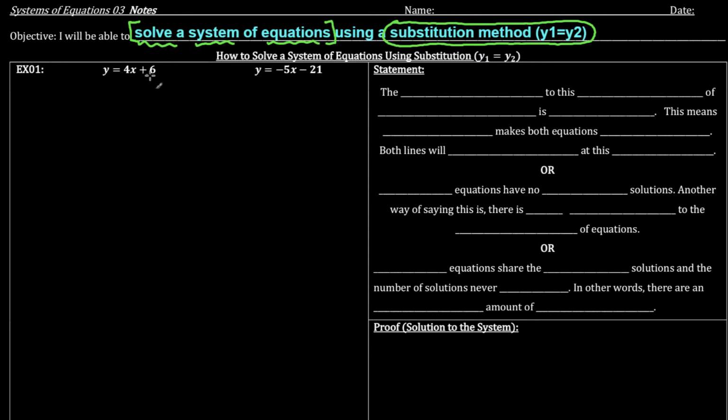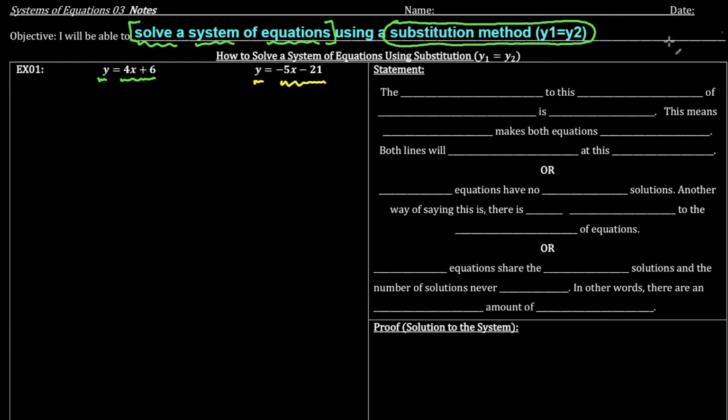So y equals 4x plus 6 and y equals negative 5x minus 21. Remember, we're looking for the x and the y that make this equation true and this equation true. Let's make this one green: y equals 4x plus 6. And we'll make this one yellow: y equals negative 5x minus 21.